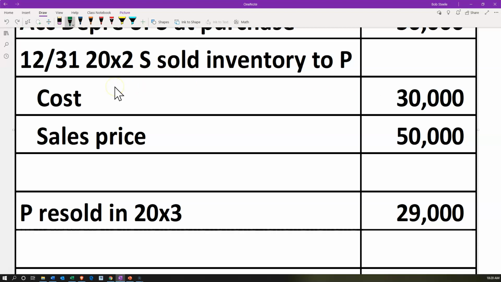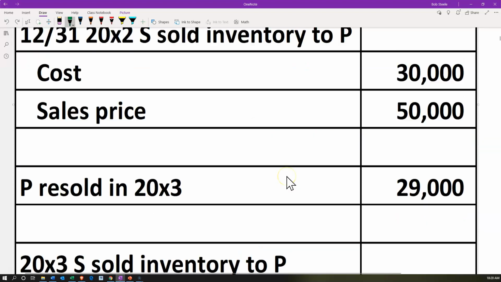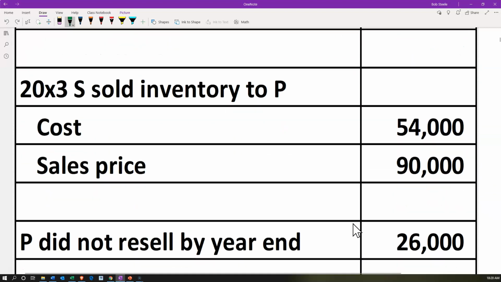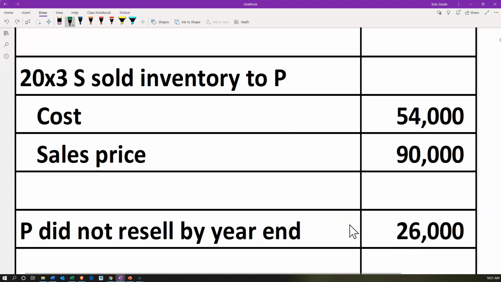And if that's not the case, that adds a little bit of a wrinkle into our situation as well. So this is 20X2 prior year, where S sold inventory to P. That's going to be subsidiary to parent, so upstream, sales price and cost here. And then P resold in 20X3. So notice the sale took place at the end of the year. Therefore, of course, nothing was sold, even though the sale took place at the end of the year. And then even at the end of 20X3, it wasn't all sold yet. So we still had $29,000 resold in 20X3. So that's going to be the new kind of little twist we have here. And then 20X3, S sold inventory to P.